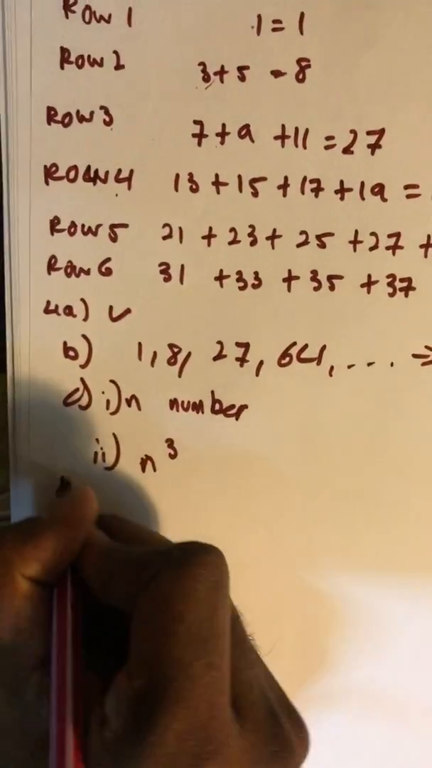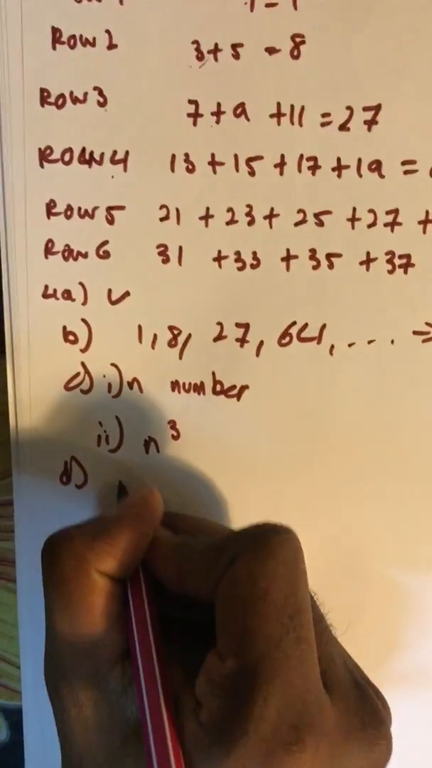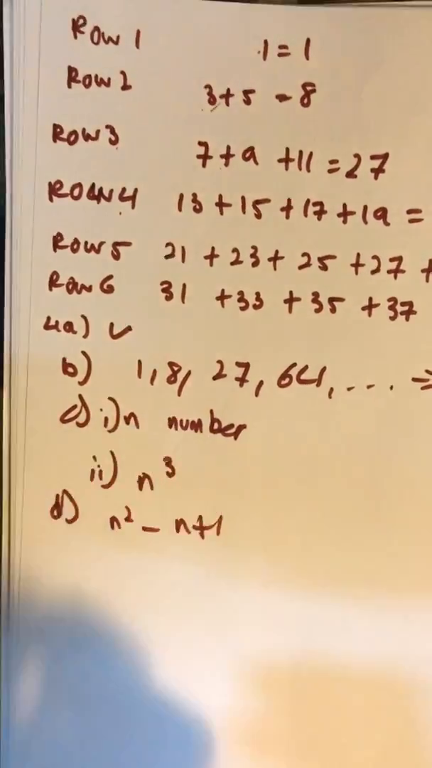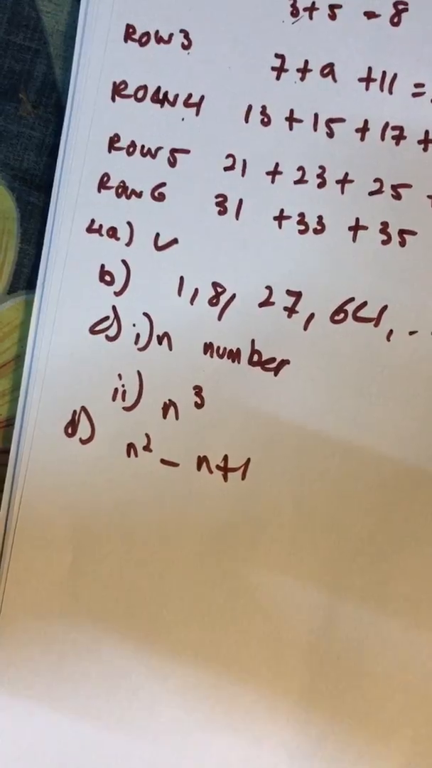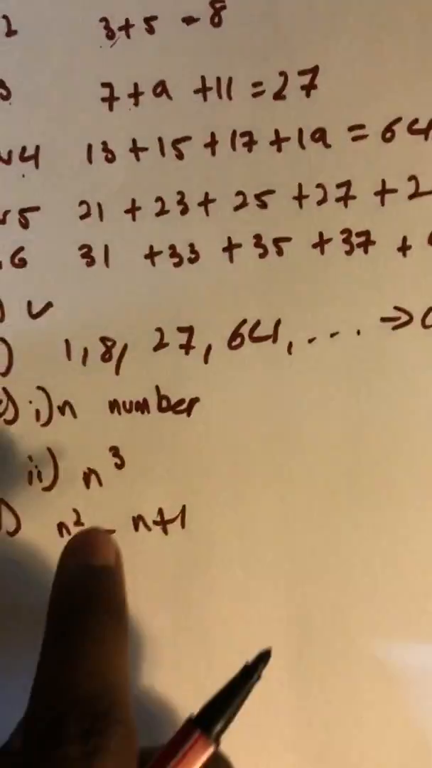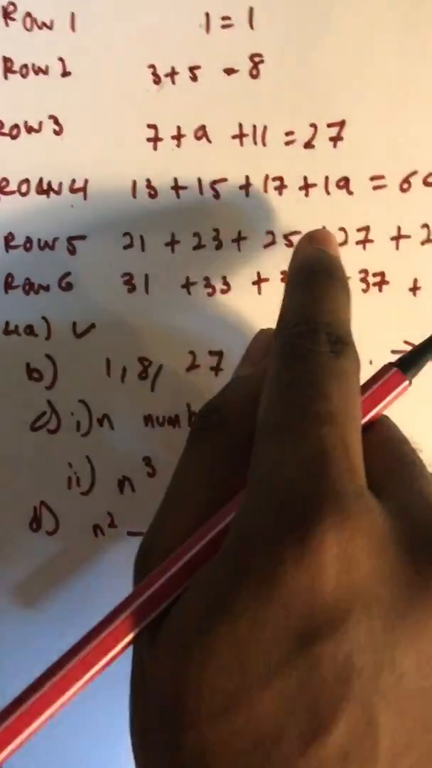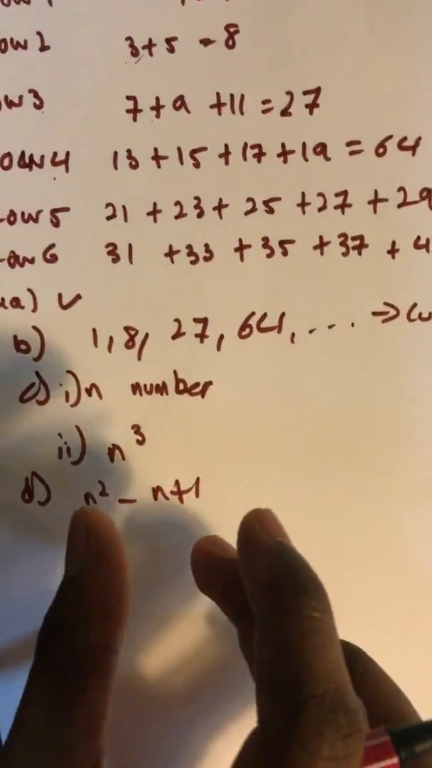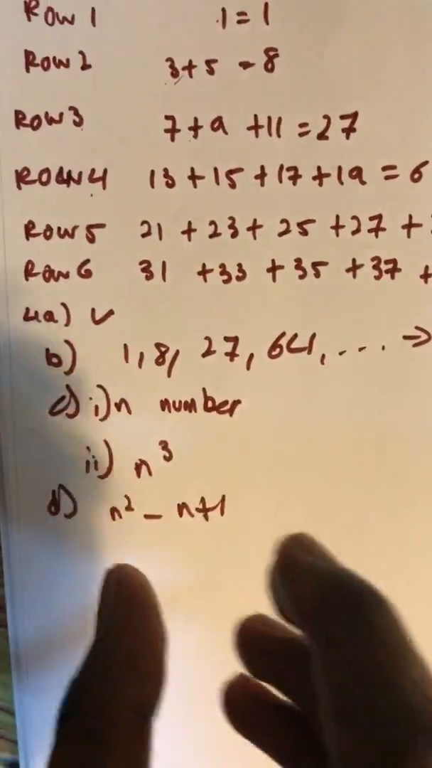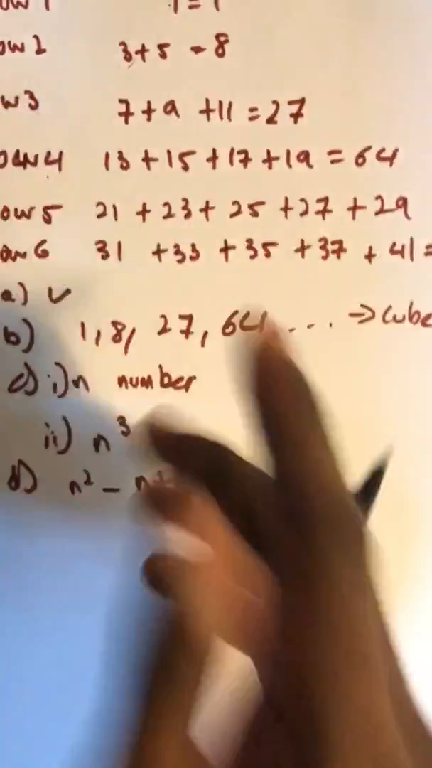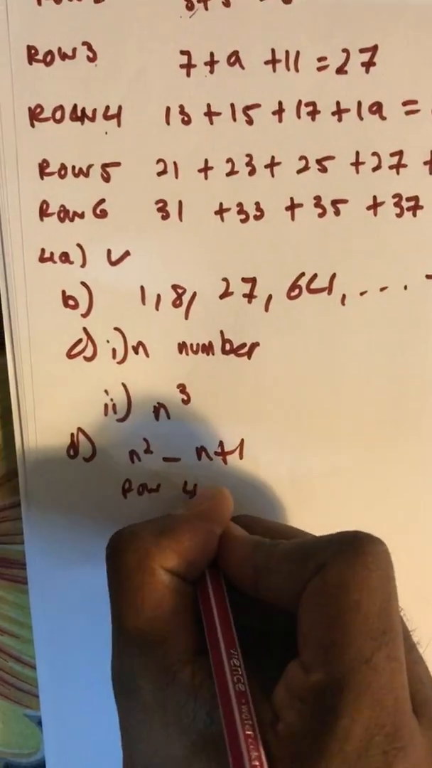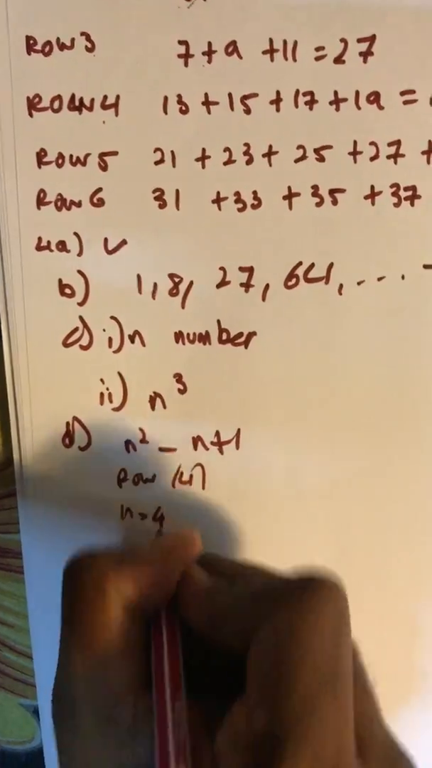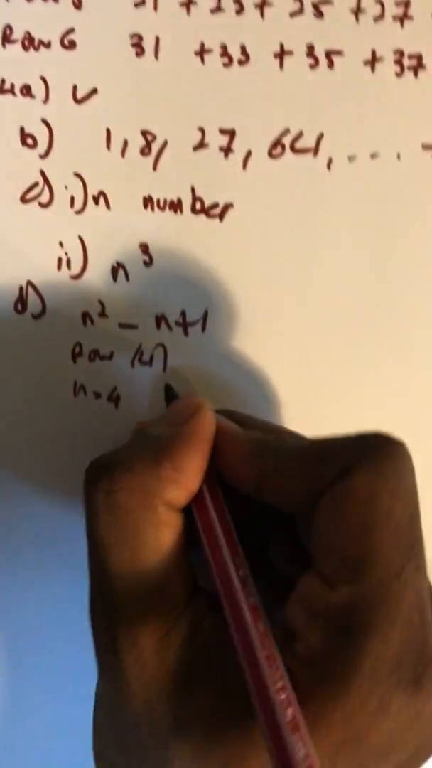Then the next question D, they ask you about the first number of the row. Okay, so I'm gonna write here. They give you a formula already, n squared minus n plus 1. So they say, let me just scroll, show that this formula is true for row 4. That means they give you another formula. They say if we use this formula, we'll still get the same answer. So let's try it out. They talk about row 4, so that means our n is 4. Okay, n is 4. So I'm just gonna put it inside here.